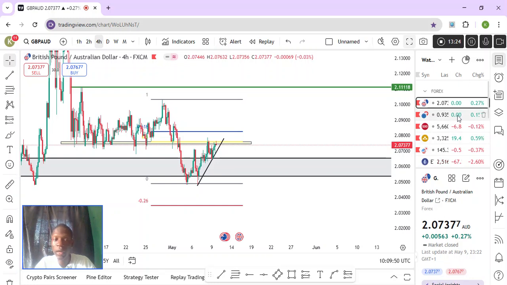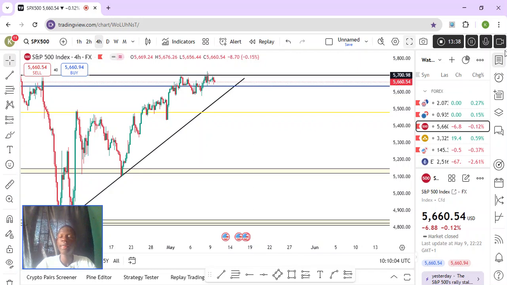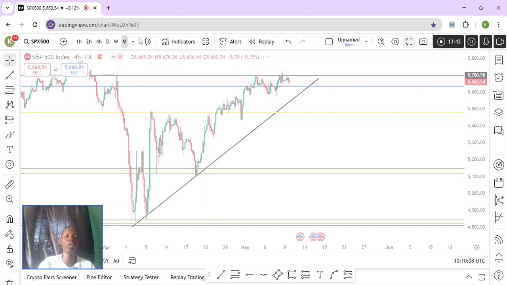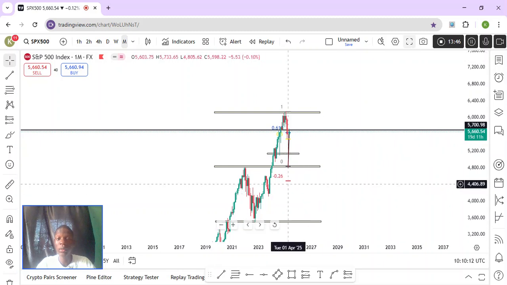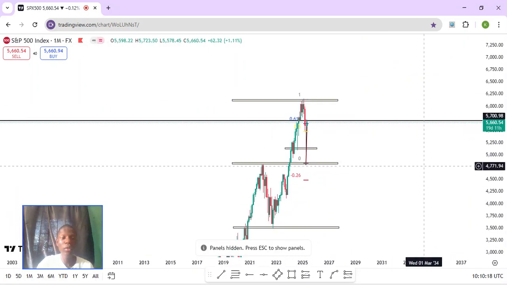So we only have about 7 minutes left, so I'm going to go over another pair. I won't be able to analyze much of this pair. I think I should do S&P 500. So I'm going to go to the monthly time frame to explain to you guys. So what can you see on the monthly time frame?